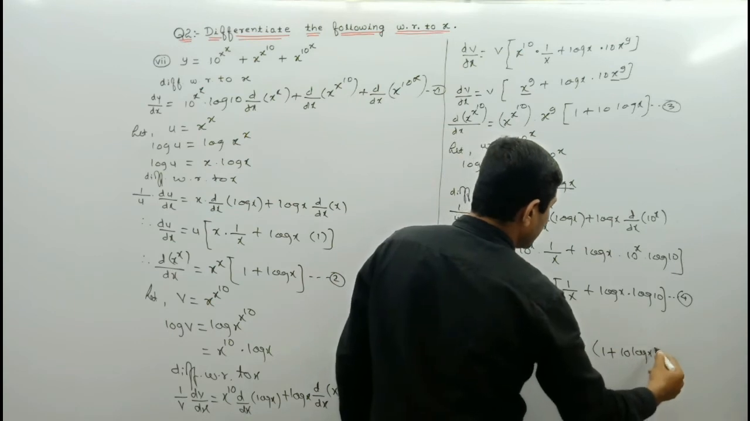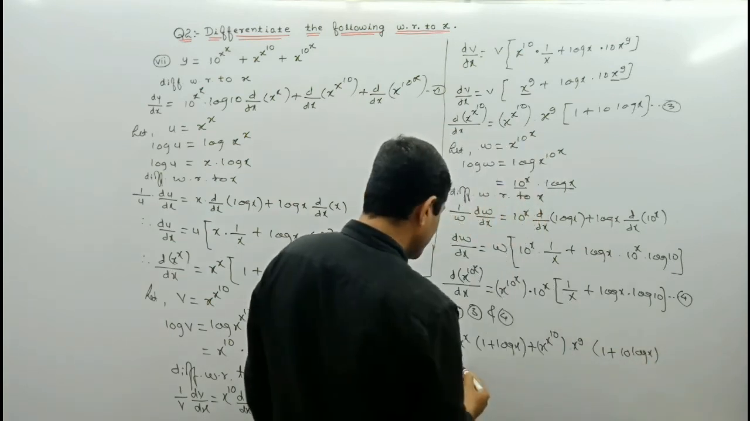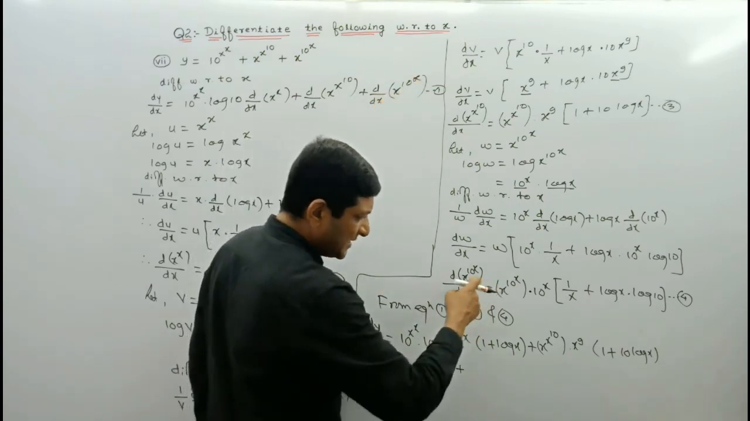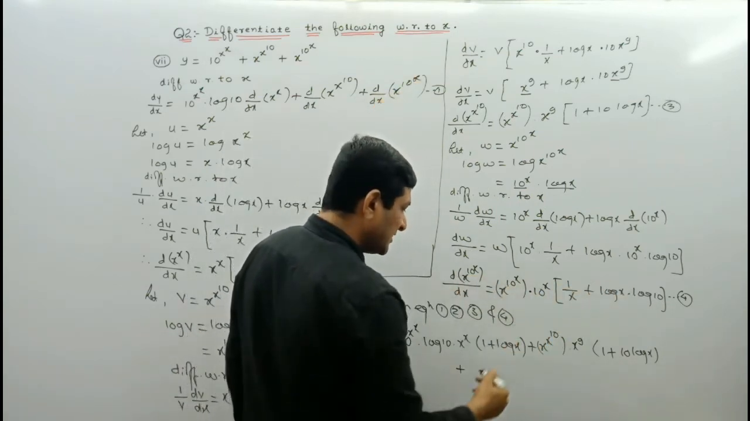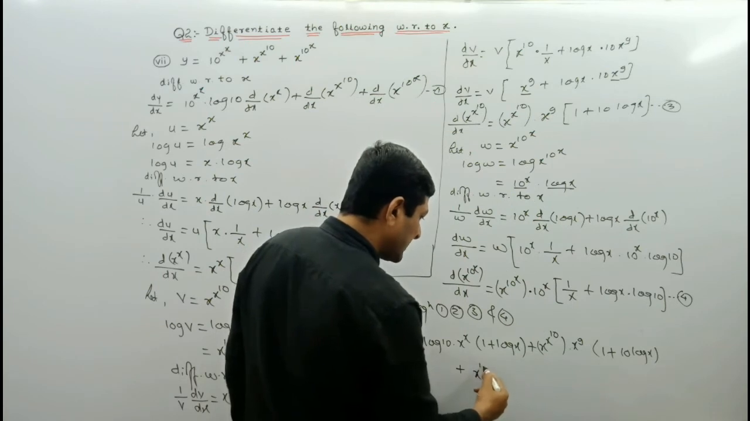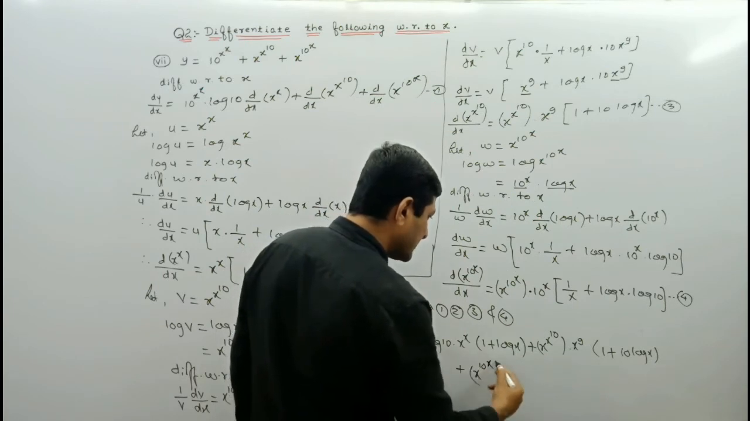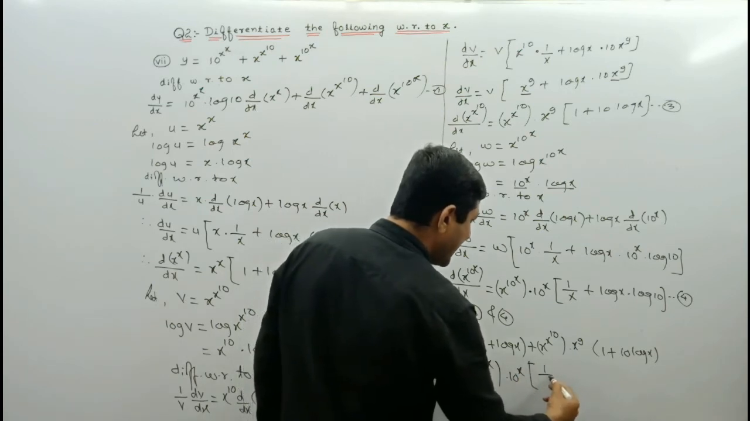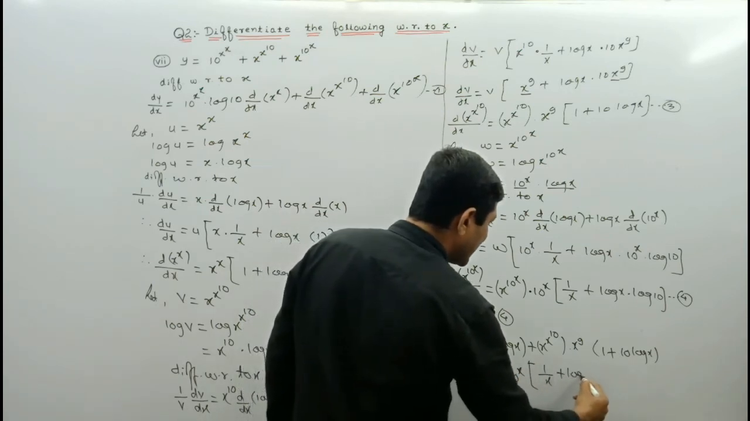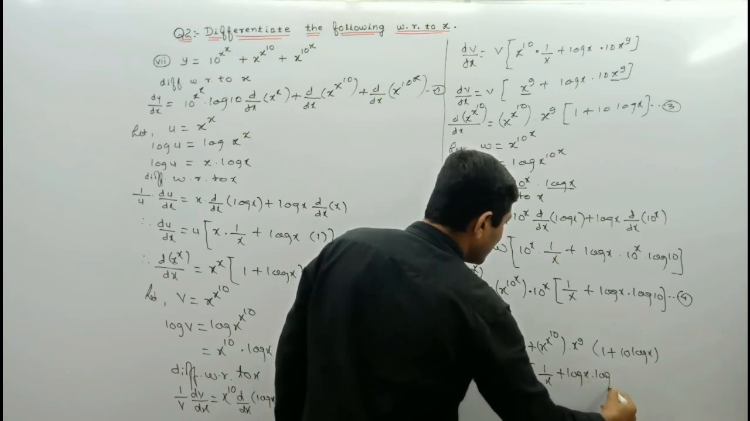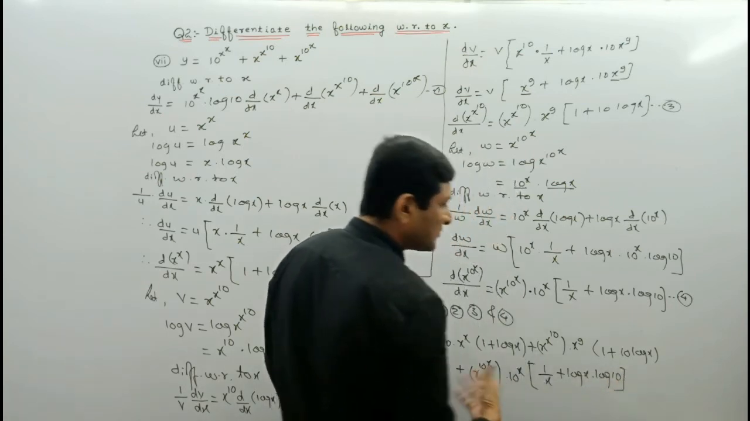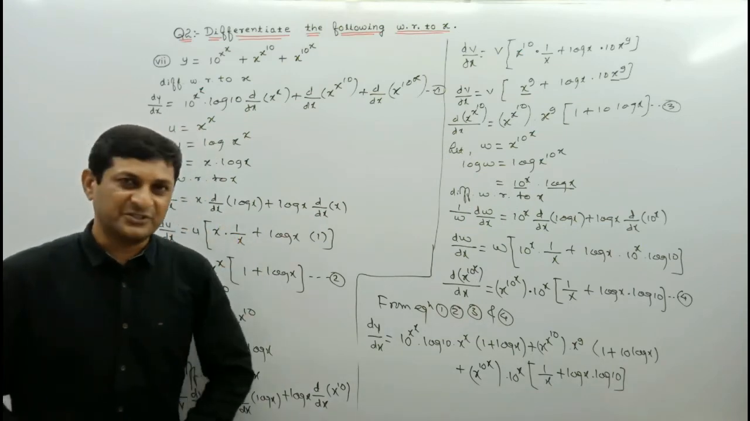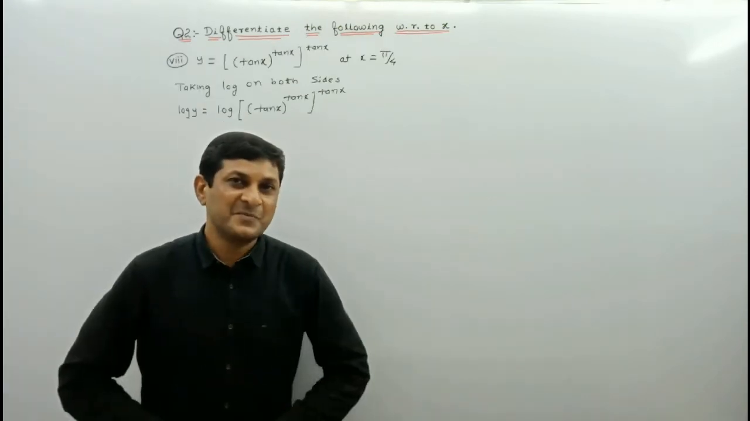log x. And lastly we are substituting the value of differentiation of x raised to power 10 raised to power x. Just we have got its differentiation. So its differentiation is x raised to power 10 raised to power x into 10 raised to power x into 1 by x plus log x into log 10. And in this way we have got the differentiation of this given function. Now see the last example from this question.